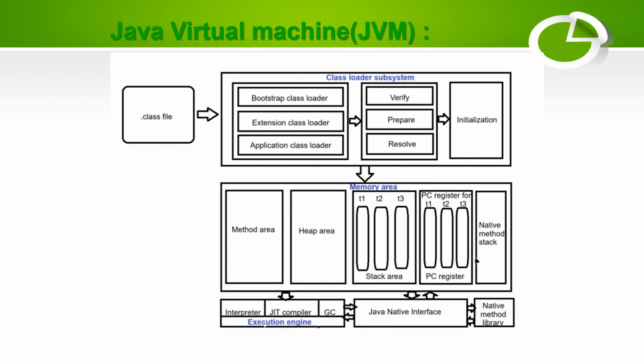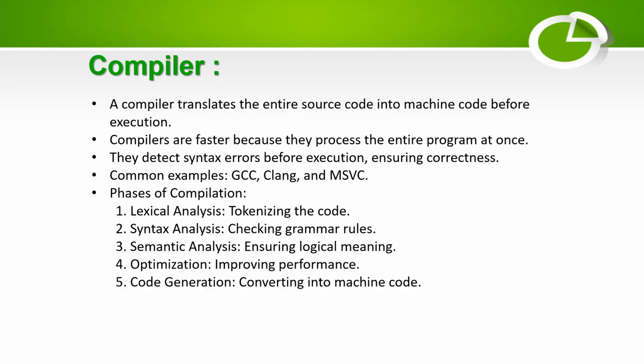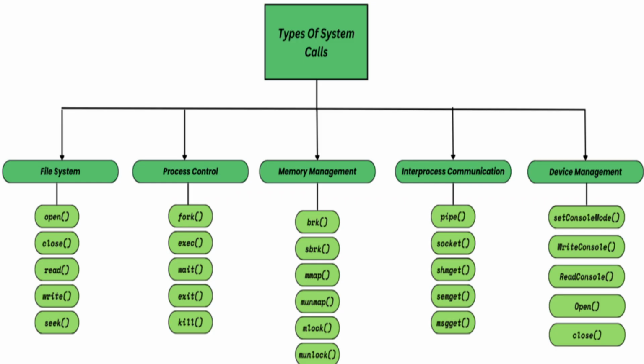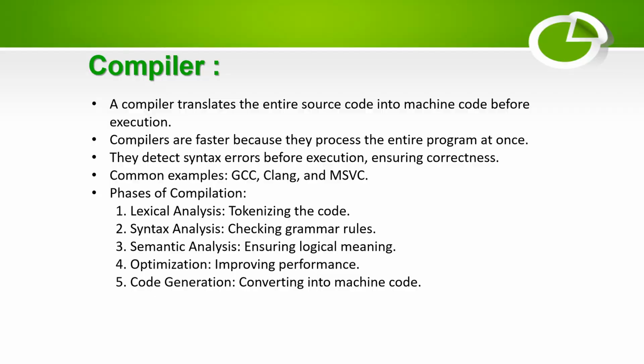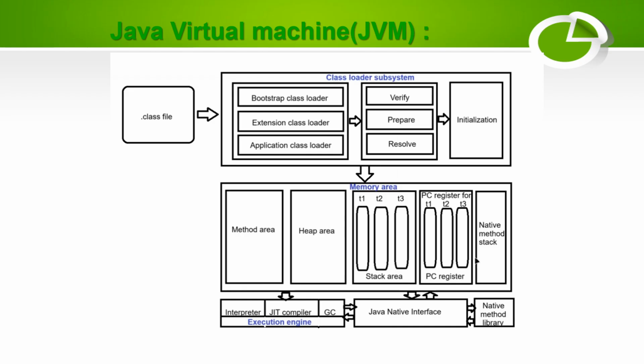Key takeaways and the future of OS technology. The kernel is the core of the operating system, managing system control, and system calls provide a secure way for applications to interact with the OS. And the JVM enables platform independent software development. As technology advances, OS design will continue evolving to support emerging fields like cloud computing and edge computing.